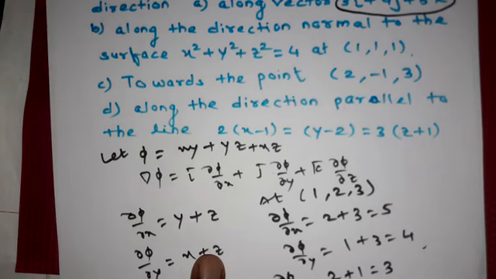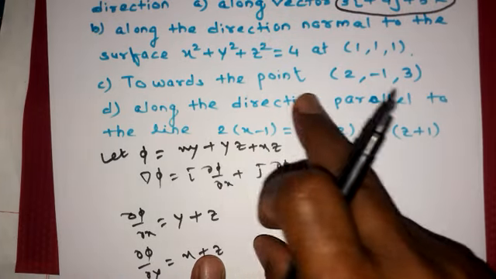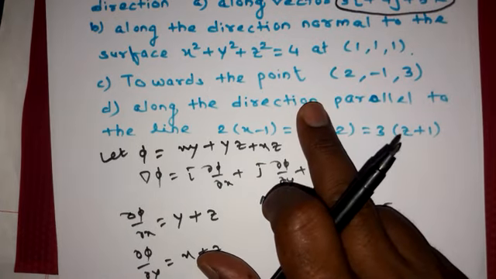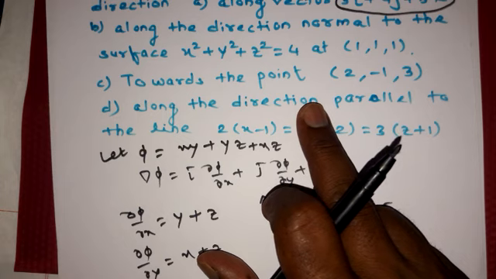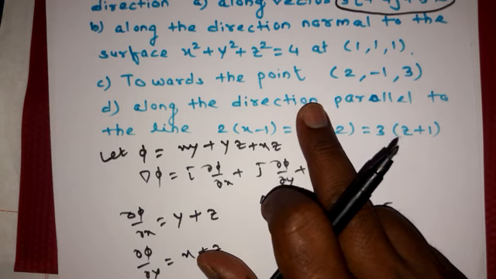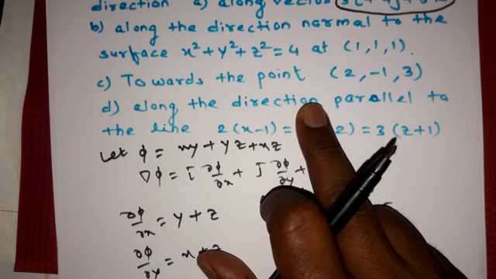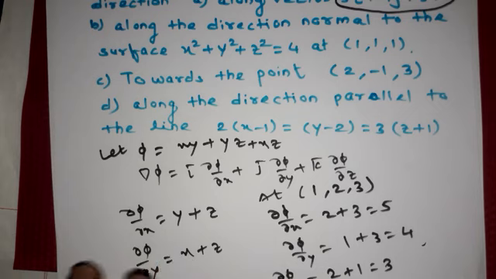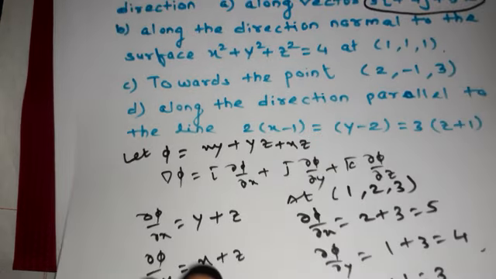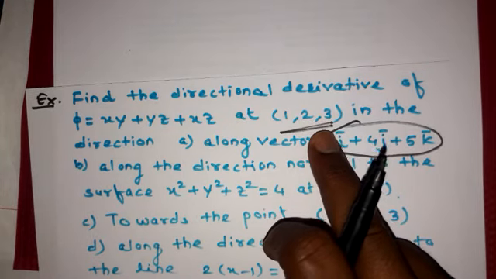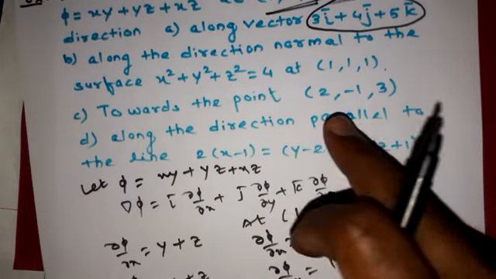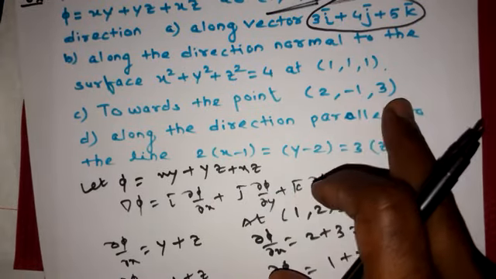Now here C part is towards the point. Whenever I use the words "towards the point", it means I must have at least one point in my hand. So I am fixed at one point and towards the point I have to find. My first point in hand is the point which I used to find del phi. It is 1, 2, 3. And my second point is 2, minus 1, 3.